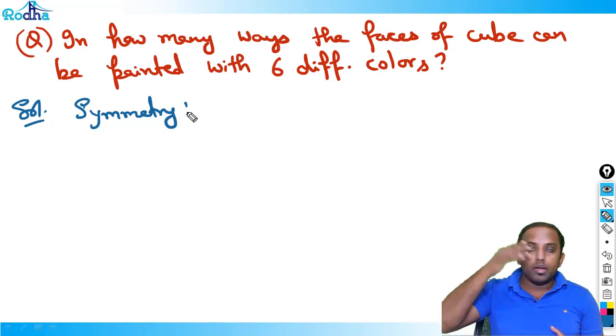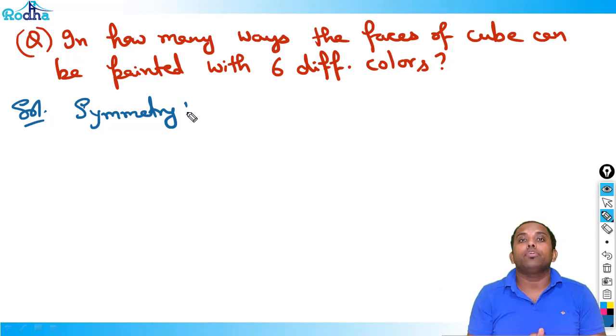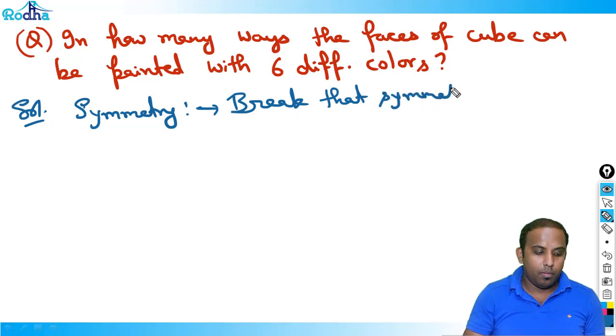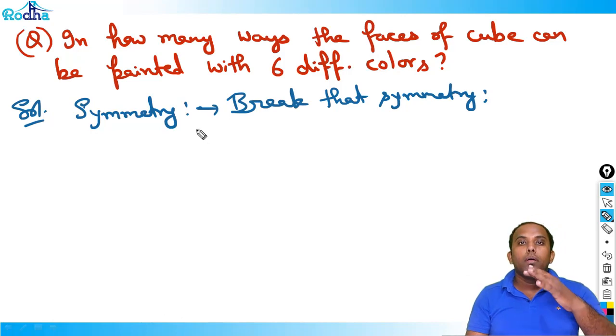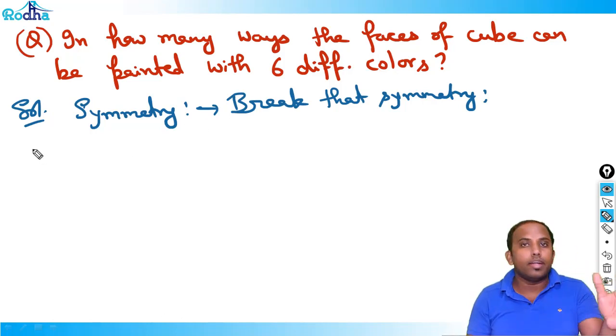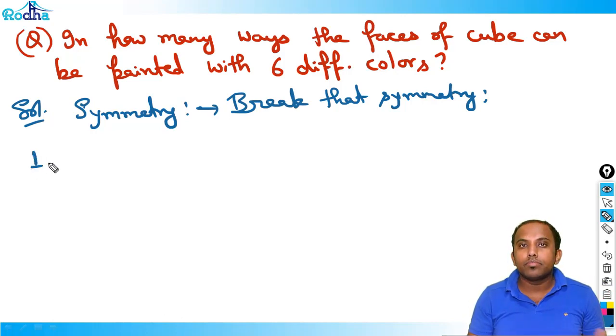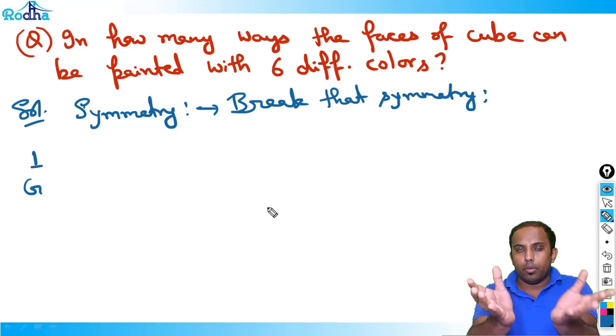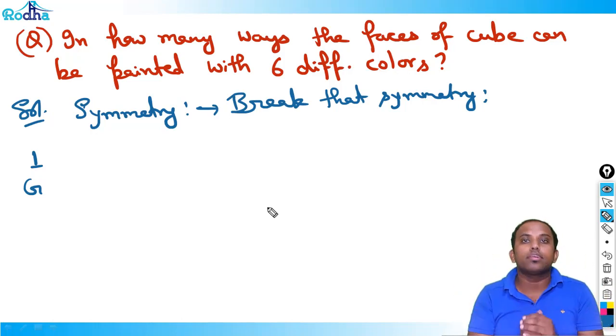So now I want to paint the faces of the cube. To do that, I have to break that symmetry. How do we break it? Pick any one side and paint it with one color. Let's say I pick any side of the cube. All sides are identical, so I can pick any one side in one way, and then let's paint it green. Now I have broken the symmetry of the cube; I have one face painted green.